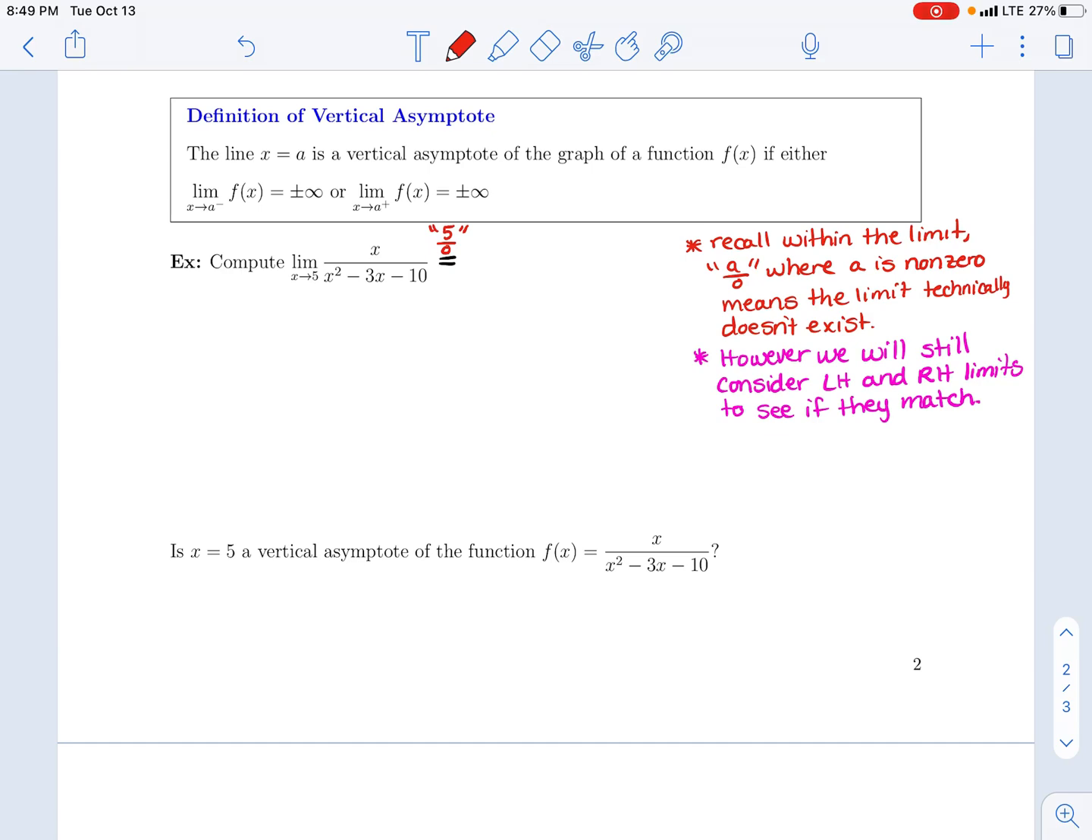Okay, so here, let's compute the left-handed and right-handed limit. So I have the limit as x approaches 5 from the left of x over x squared minus 3x minus 10. And so when you're doing this, you actually always want to use the factored form. So I'll make another note here. Always use factored form.